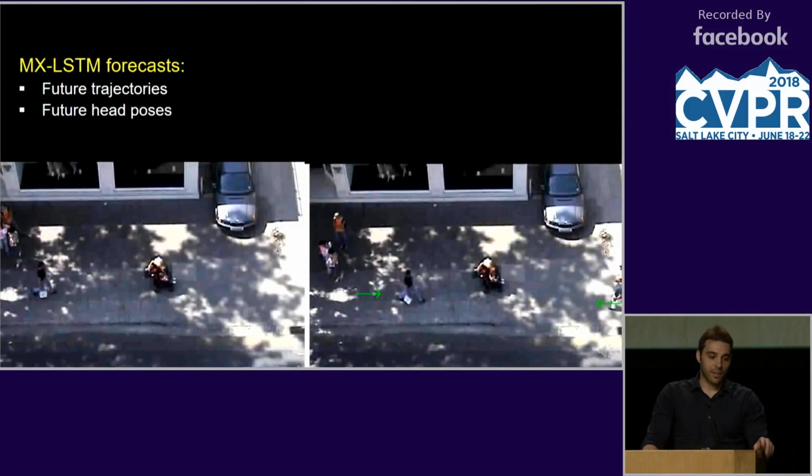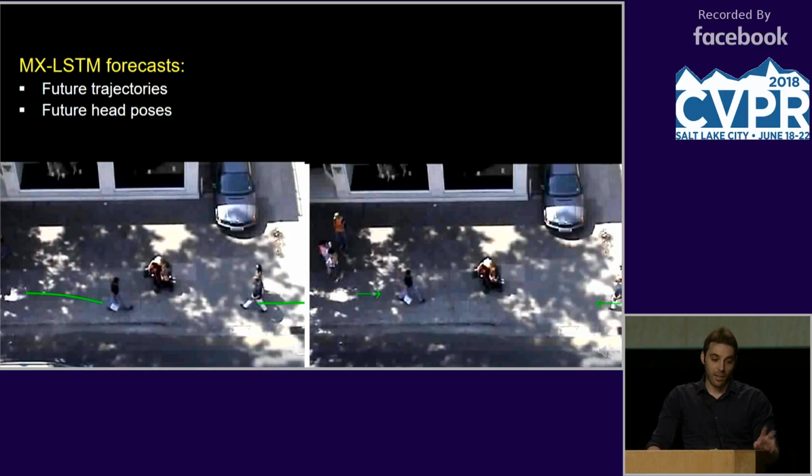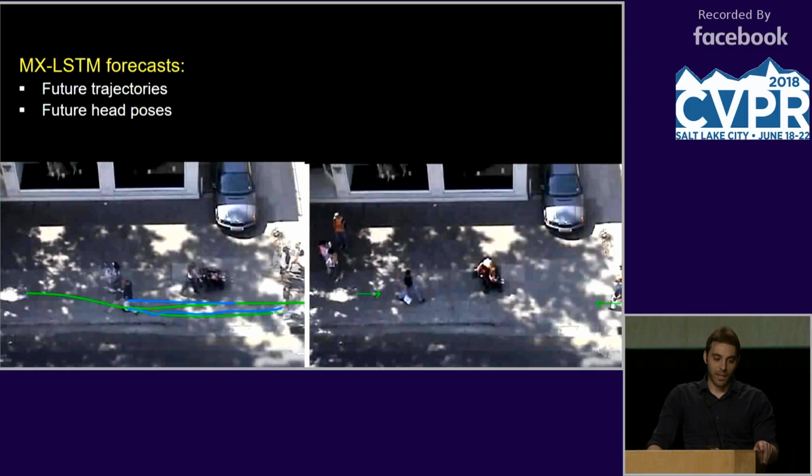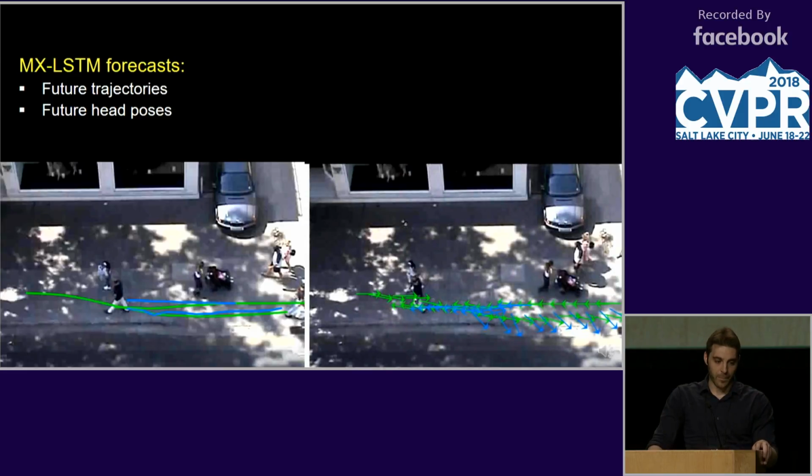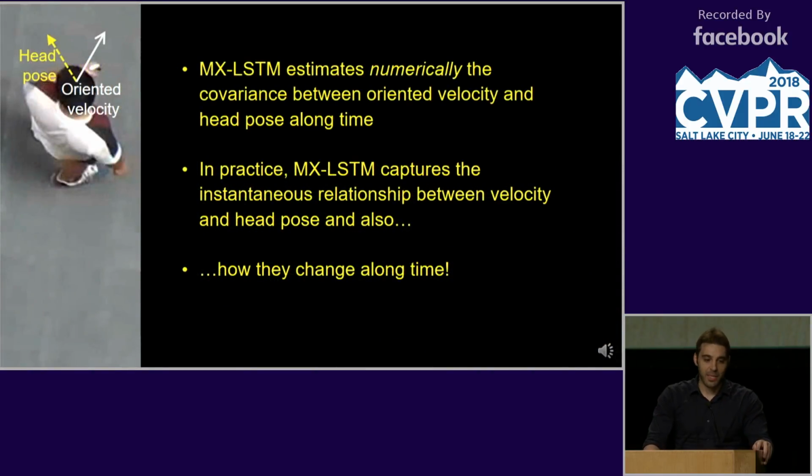MX-LSTM successfully forecasts trajectories, giving results at the state of the art, but also vislets, meaning that predicting head pose behavior is a novel type of prediction. MX-LSTM numerically estimates the covariance between oriented velocity and the head pose along time. So it captures the instantaneous relationship between these two, and at the same time, how they change over time.